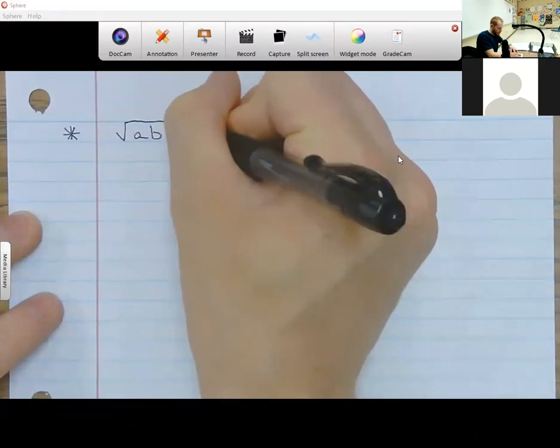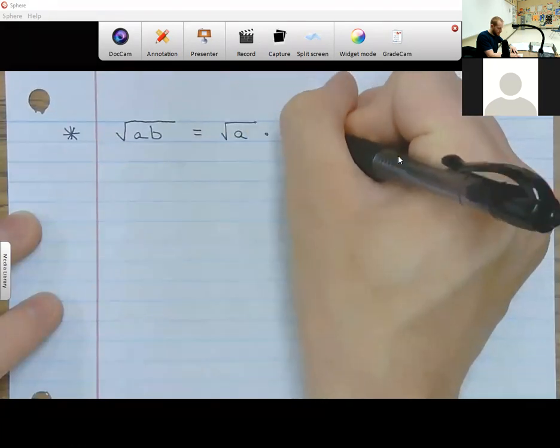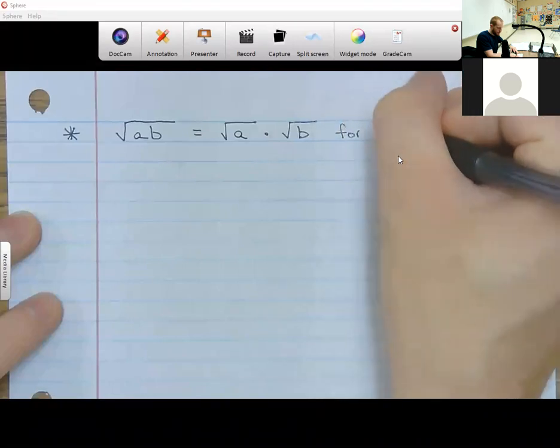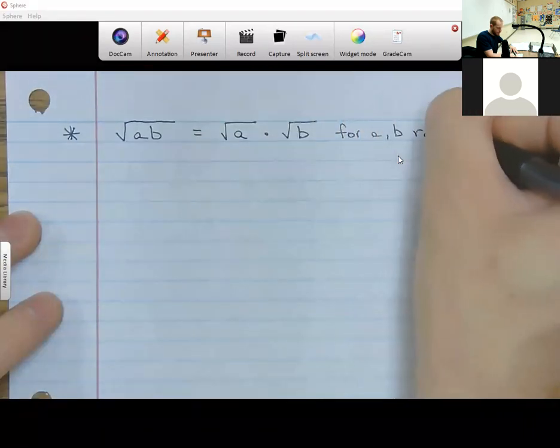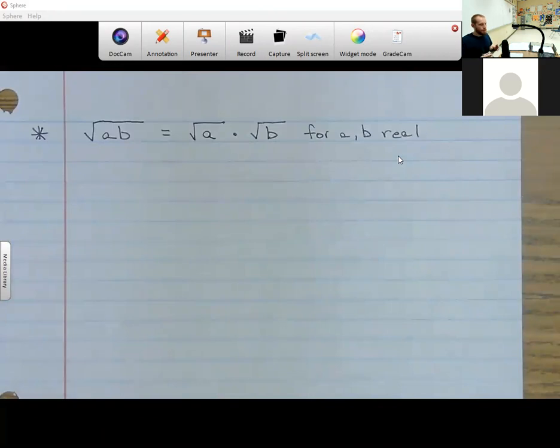Okay. The square root of a times b is equal to the square root of a times the square root of b, for a and b real. That's the first formula that we're going to use. Notice that when you're multiplying, you can actually break up the AB into an A and a B. That's only if A and B are real numbers, not if they're imaginary. We're going to look at those next week. But for right now, A and B have to be real numbers, right? You can break up that radical into square root of A times square root of B.